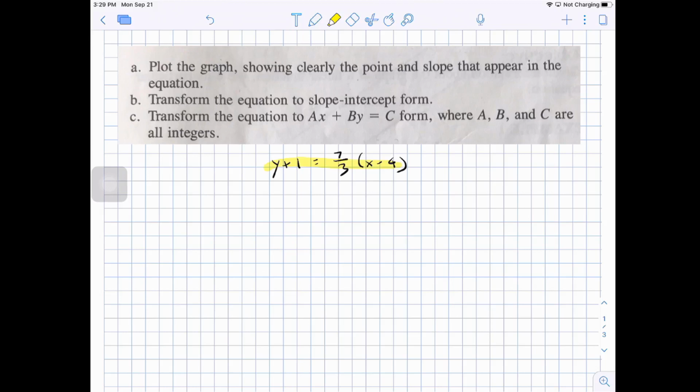All right, we're going to do one of these problems together. So we're given an equation, y plus 1 equals 7/3 times x minus 4. So that's in point slope form. And our prompt is to A, plot the graph, B, transform the equation to slope intercept form, and then C, put the equation into general form. Okay, so let's start out with part A.